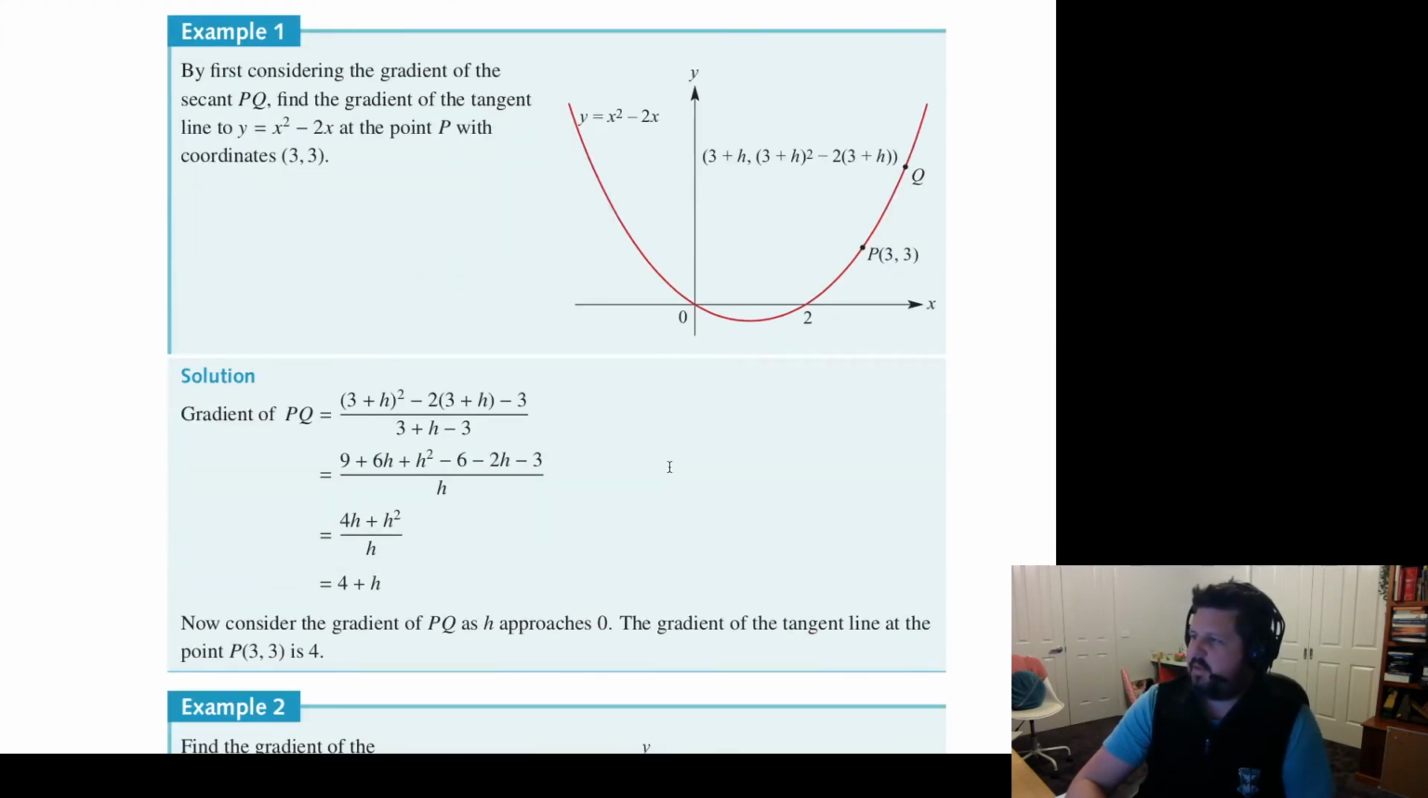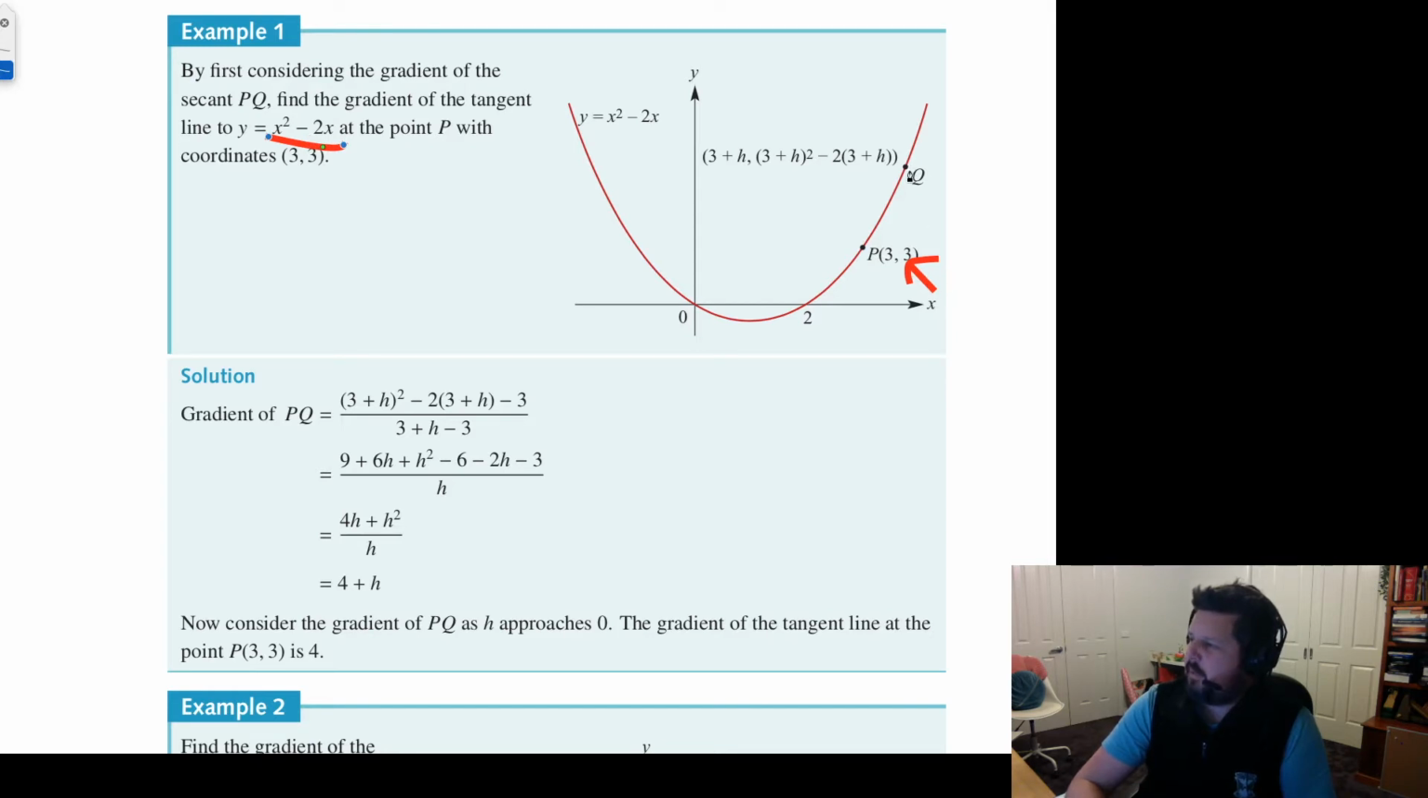Alrighty, here is the first worked example. It says here again, first consider the gradient of the secant PQ. It says find the gradient of the tangent line to y equals x squared take away 2x at the point P, and it's telling us the coordinates here for P are 3, 3. So if we've got the coordinates of 3, 3, and we know to calculate this y value we used x squared take away 2x.